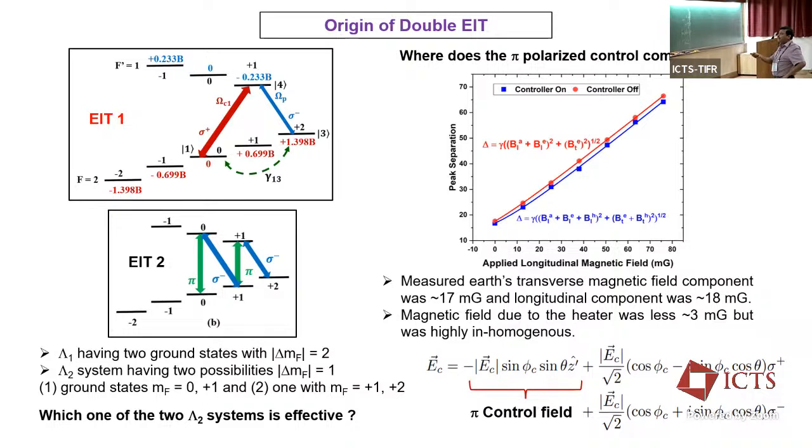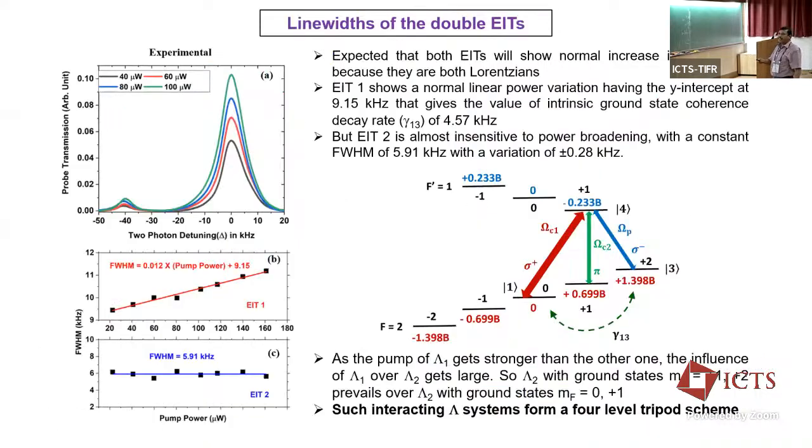You have these two combinations, and remember that I'm increasing the intensity of this pump laser. So this transition is getting stronger and stronger, and that will make the other transition weaker. This transition is more probable, so the other will not happen in this way. We are only strengthening this transition. In this way, we can say that we are probably looking not at independent lambda systems, but rather at interacting lambda systems, making a 4-level tripod scheme.